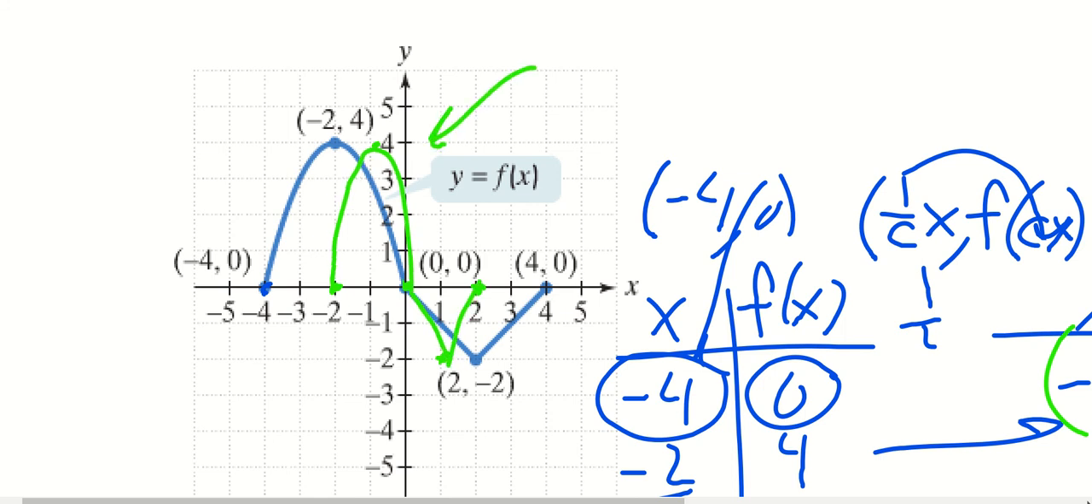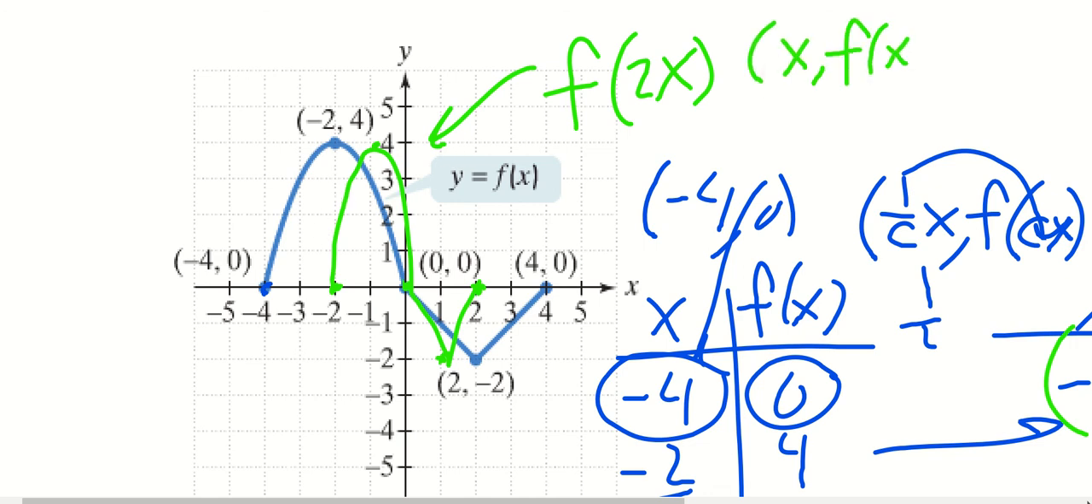And what you see is that the graph in green represents the graph of f of 2x. It's obtained by taking the original parent function's graph of f and shrinking it horizontally by a factor of 2. So for each point we had on the original graph, x comma f of x, we're going to have the corresponding point at 1 over c times x, f of cx on its graph.